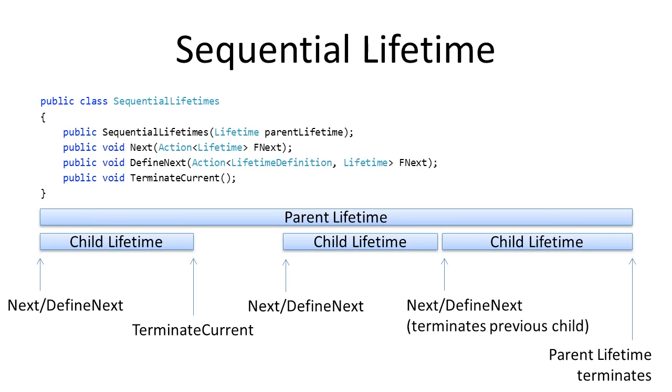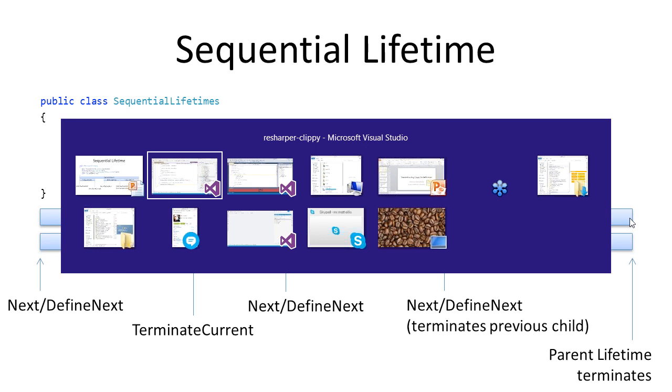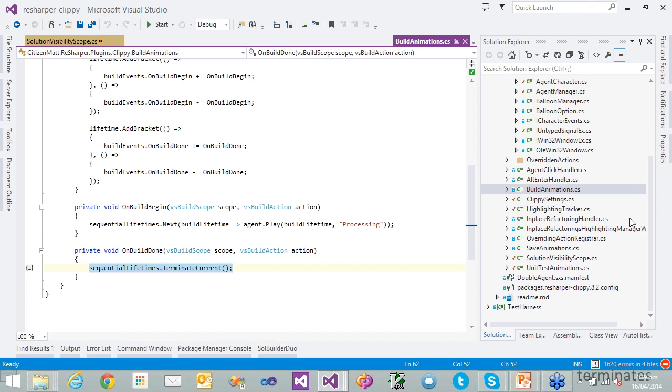So if we look at what we have here, we've got a parent lifetime living across the top there. When we call next, we create a child lifetime, and we can close that child lifetime. We can terminate that by just calling terminate current. We can then create a new child lifetime by calling next or define next again. And if we call next or define next, that terminates the child lifetime and creates a new one. And then finally, the child lifetime itself is bound to the parent lifetime. So when the parent terminates, the child terminates itself. So again, we've got a very powerful mechanism for stopping and starting operations without having to maintain a whole lot of housekeeping.